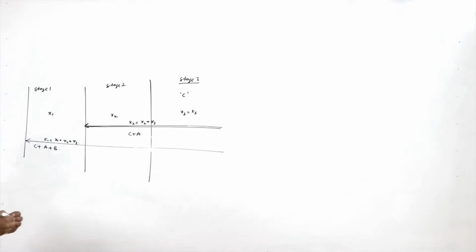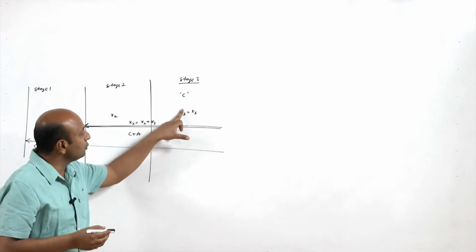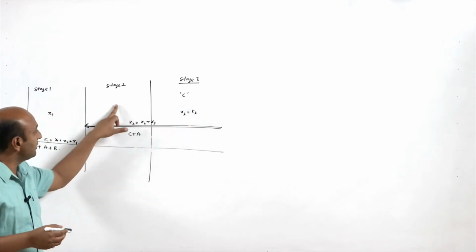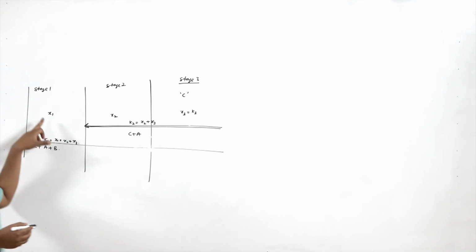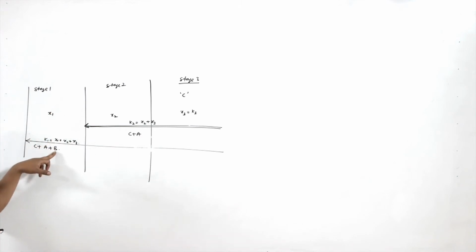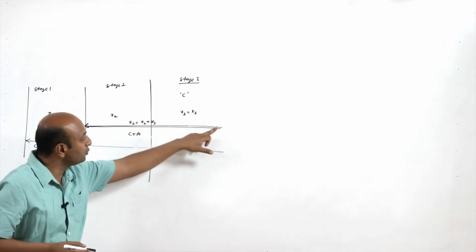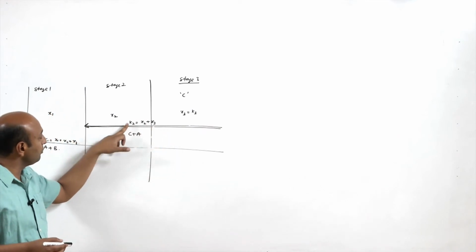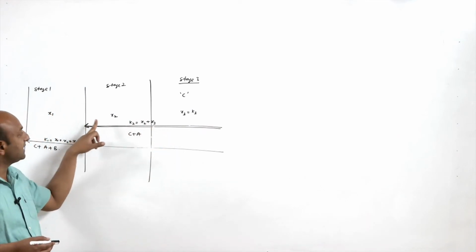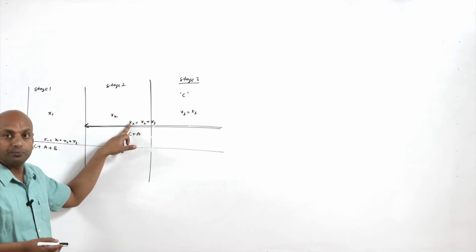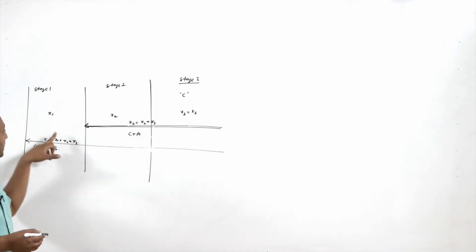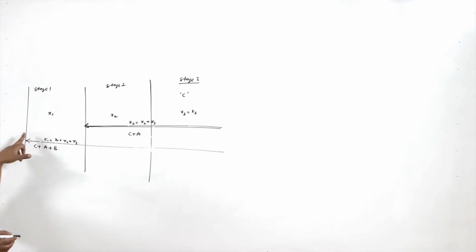You see, x3 means the allocation to plant C only, x1 means allocation to plant A only, and x2 means allocation to plant B only. But k3 means up to stage 3, k2 means up to stage 2, that is C and A collectively, and k1 means up to stage 1, that is C, A and B.